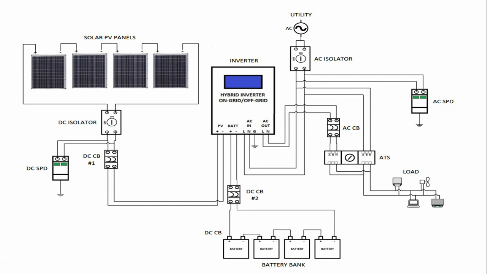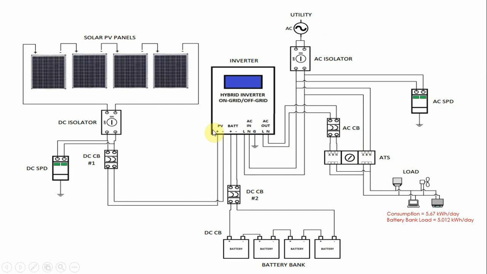So, but when the stored energy in the batteries is depleted, the ATS automatically switches to the reserve or backup power source, and that will be the grid.